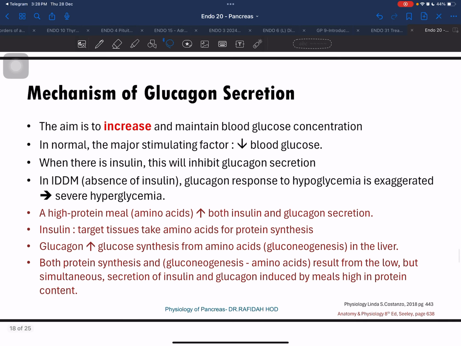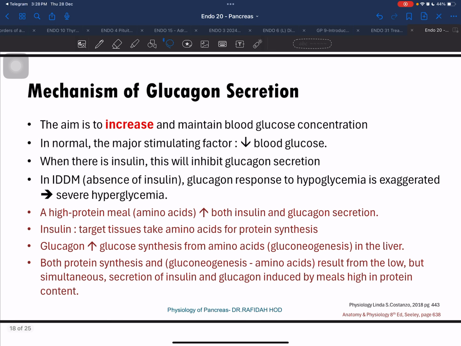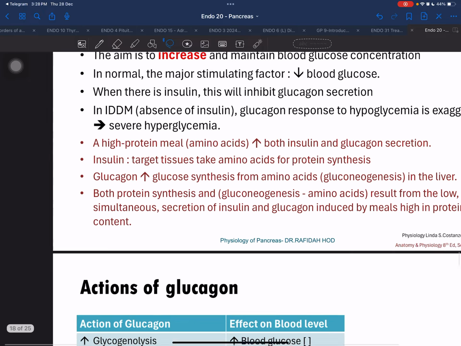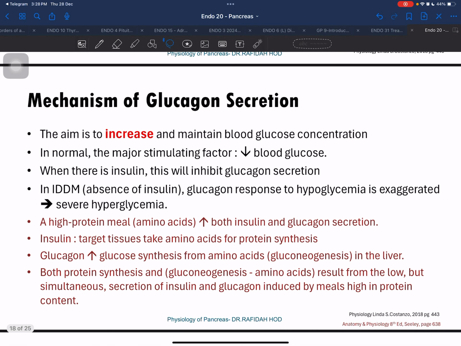So again, for you not to lose focus, you must remember the aim of each of the hormone. Macam tadi insulin, dia punya aim adalah to reduce the glucose concentration, but as glucagon is the mirror of insulin, glucagon punya aim is to increase, naikkan blood glucose concentration. So normally the major stimulating factor is again the glucose, blood glucose. Maknanya when you have low blood glucose concentration, then this glucagon will be secreted. When there is insulin, dia akan inhibit this glucagon secretion.